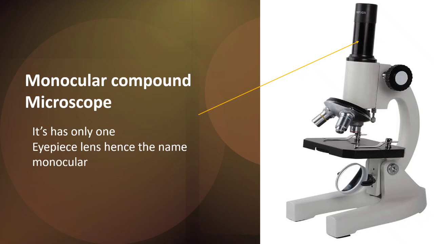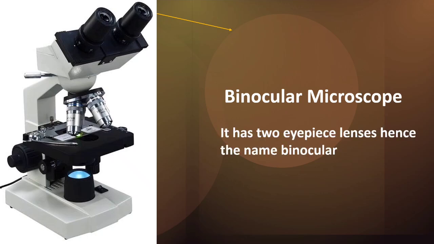I hope you understand that now. So it has only one eyepiece lens, hence the name monocular. So take note of that. But the one I showed you earlier on is a binocular. Yes, a binocular microscope, because it has two eyepiece lenses, hence the name binocular microscope.